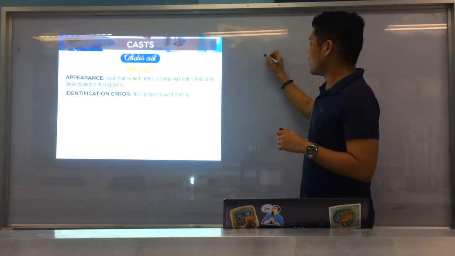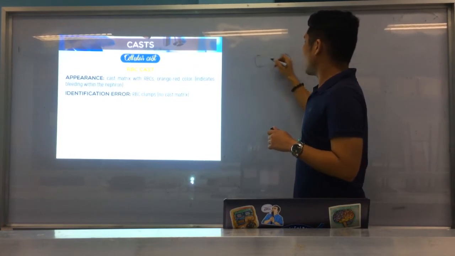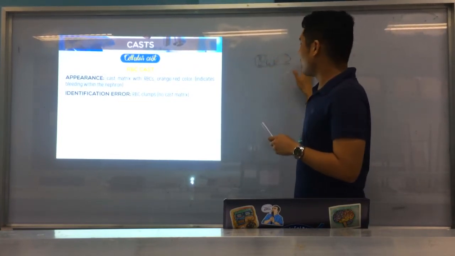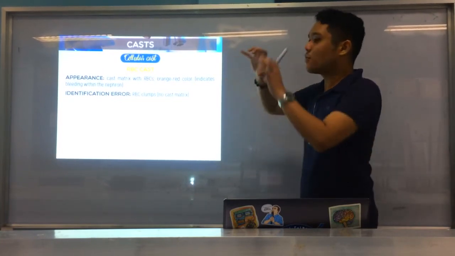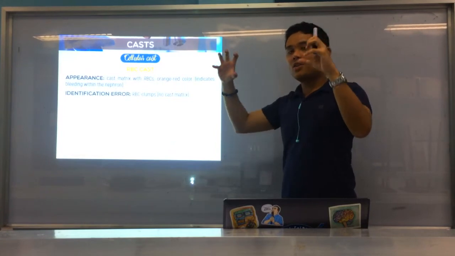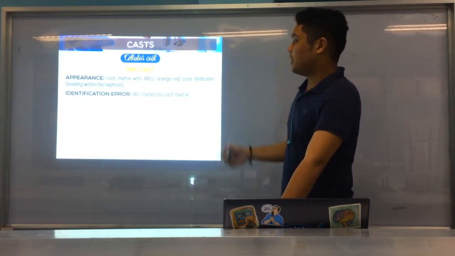When you say an RBC cast, it has those parallel sides and rounded ends, and the RBCs are incorporated here. Okay? Alright. So the RBC clumps do not have a definite shape. No parallel ends, no parallel sides, no rounded ends. Okay? Alright. But that could be an error for an RBC cast.